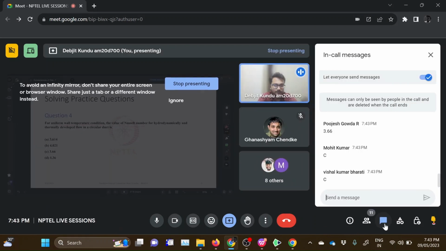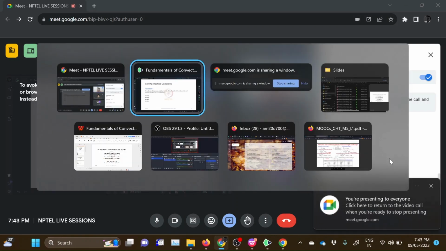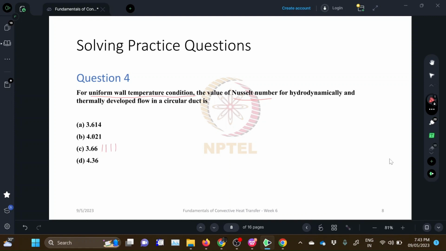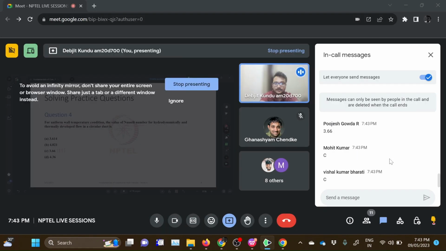Okay, we have multiple quick responses, all in favor of option C. So we have 4 responses so far in favor of option C. Let's see what others have to say.